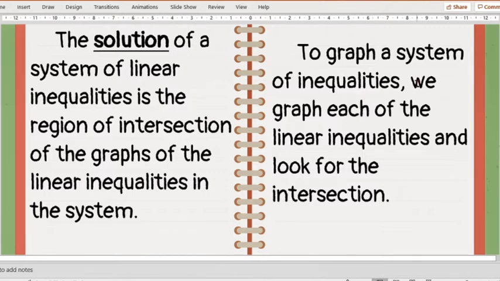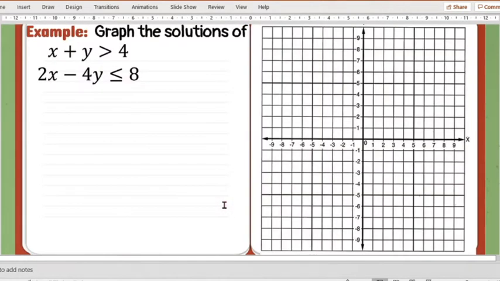To graph a system of inequalities, we graph each of the linear inequalities and look for the intersection. It is the same as graphing linear inequalities. The only difference is that the two inequalities are now together in one graph, or one Cartesian plane, because that is where we see the intersection of the two linear inequalities. So, let's have an example.